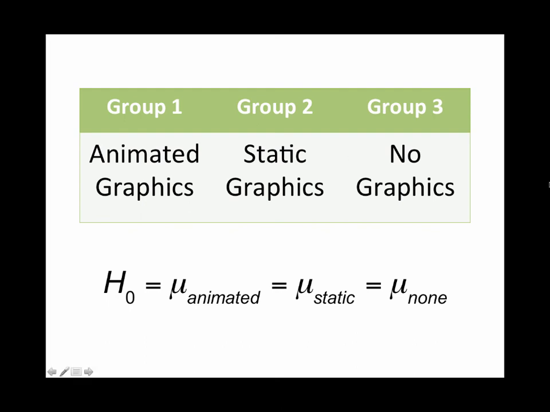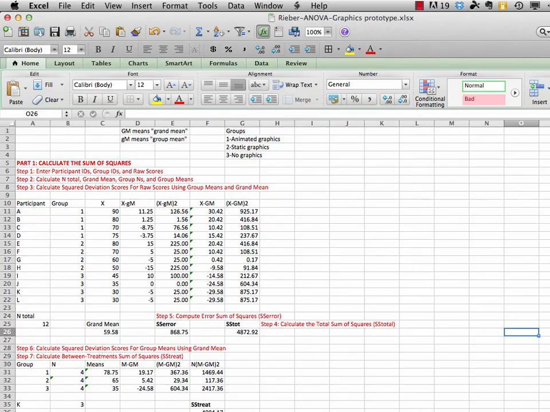We would like to reject this null hypothesis if we have an alternative hypothesis that indicates that graphics are needed in the learning of this material, and to go even further, if we had a hypothesis that animated graphics really were the best way to learn this material within a tutorial. So we will use this example in the Excel spreadsheet that we are about to build.